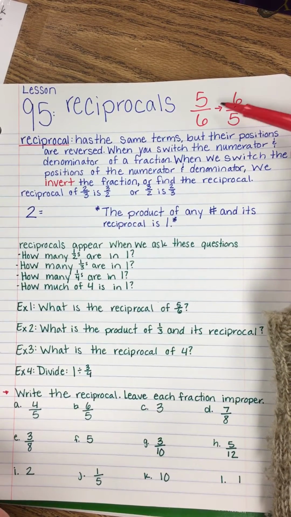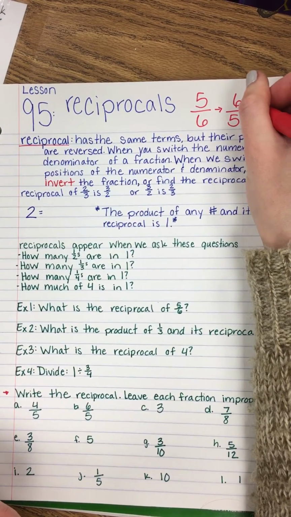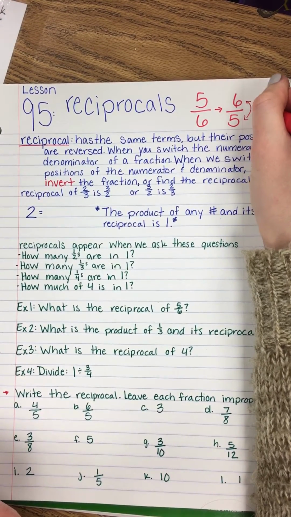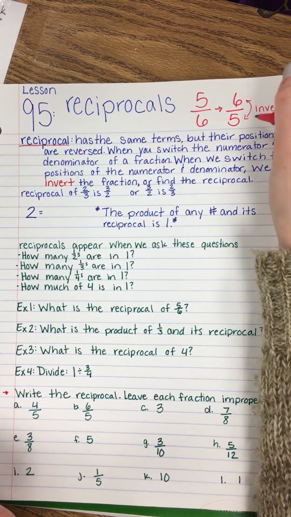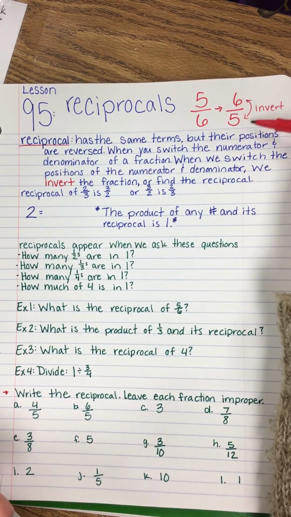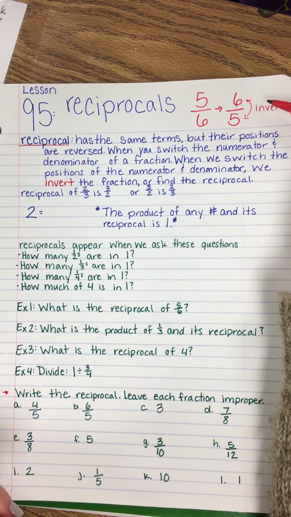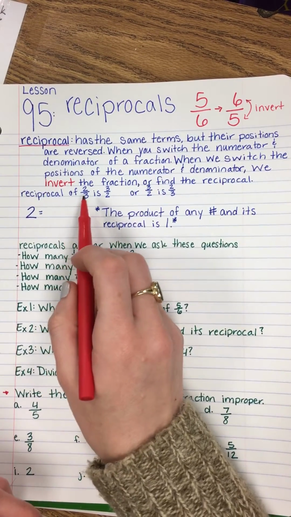When you switch the numerator and the denominator of a fraction, you get the reciprocal. When we switch the positions of the numerator and the denominator, this is called inverting. So you invert the fraction, or the meaning of invert is to switch the numerator and the denominator to find the reciprocal.